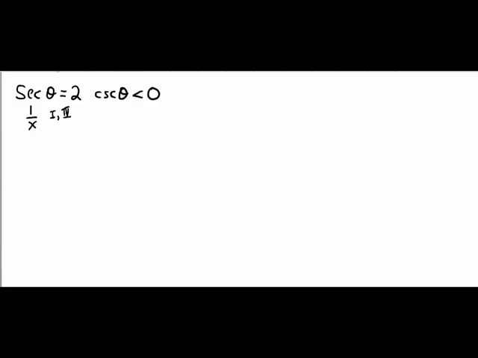Now, cosecant is negative. Here, the cosecant is less than 0, and the cosecant is the reciprocal of sine. And sine is y, so the cosecant is 1 over y. Well, when is y negative? Y is negative in quadrants 3 and 4. So if secant is positive in the first and fourth quadrants, and cosecant, which is negative, is in the third and fourth quadrants, then we must be in the fourth quadrant.